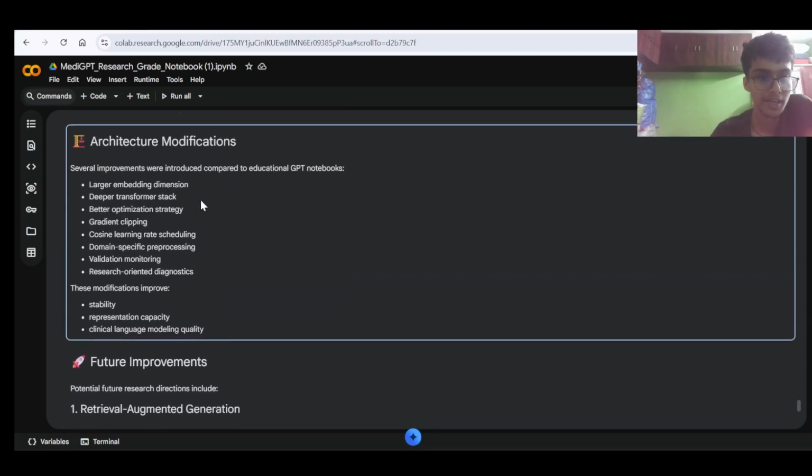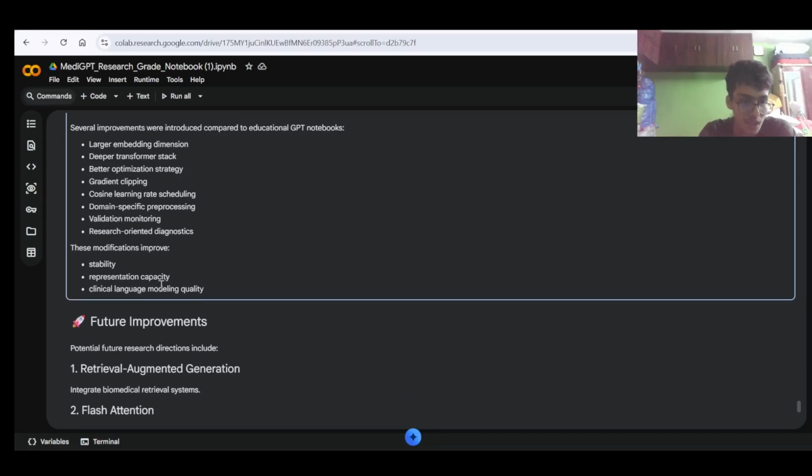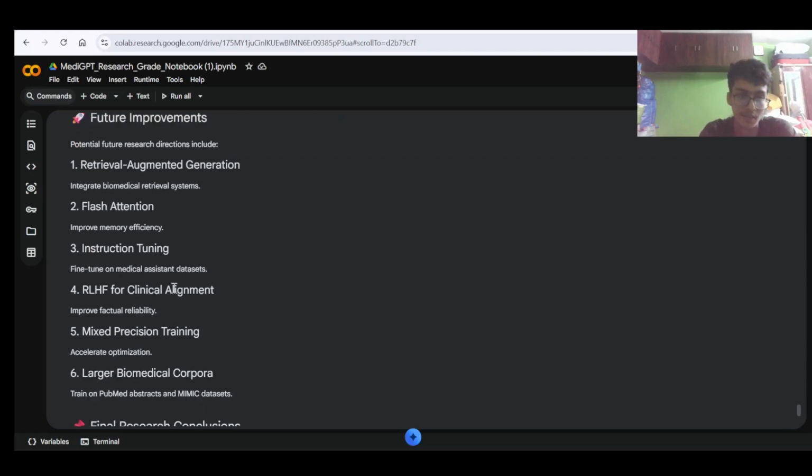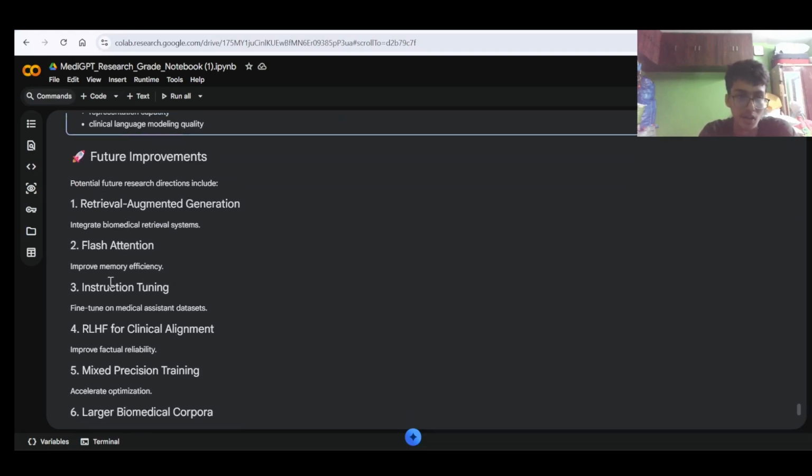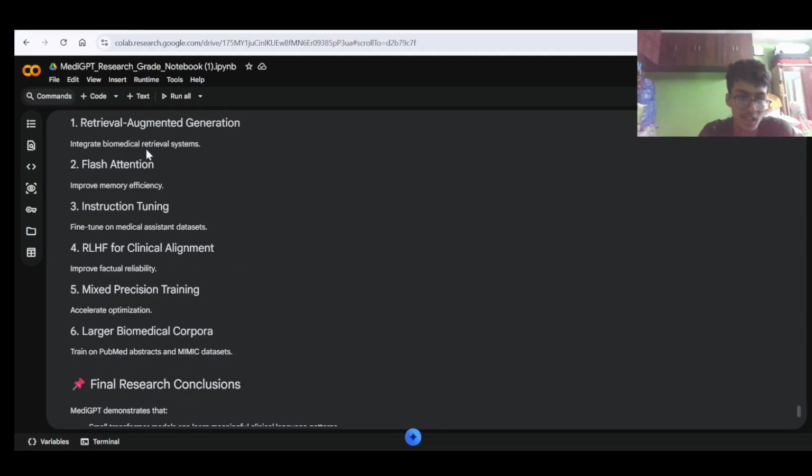Okay, so this is the architecture modification, what we did previously. These projects are very rare, but if somebody does it, what we did is increase the embedding dimensions so that we capture more relations. Then gradient clipping. We didn't use simple gradient descent, we used cosine annealing scheduling, we used the Adam optimizer, which we haven't listed, we used gradient clipping, and we built everything from scratch, right? We can use a RAG system and flash attention. These are all future aspects.